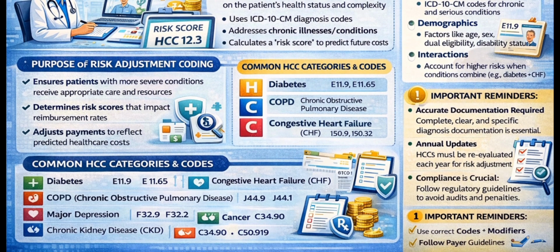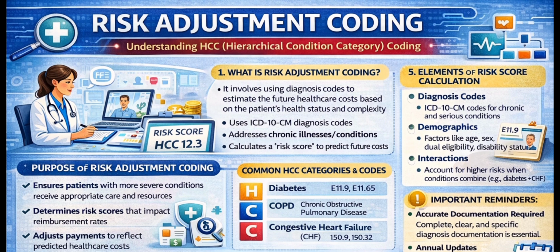So what are the common HCC categories and coding? They are diabetes, major depression, chronic kidney disease, cancer, etc. So what are the elements for a risk score calculation? First is diagnosis coding: ICD-10 codes for a chronic and serious condition that help to diagnose the specific type of code to achieve the information on the level of the disease.